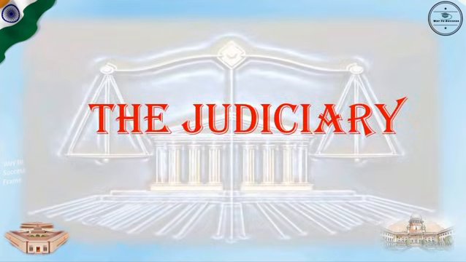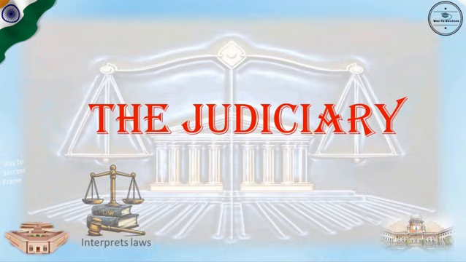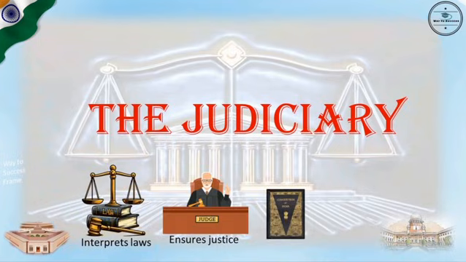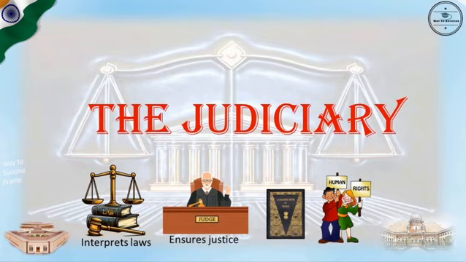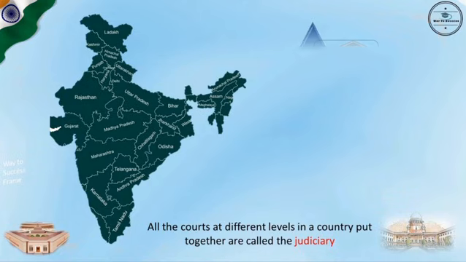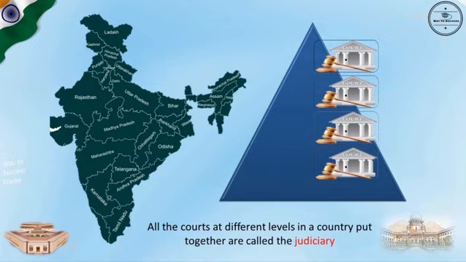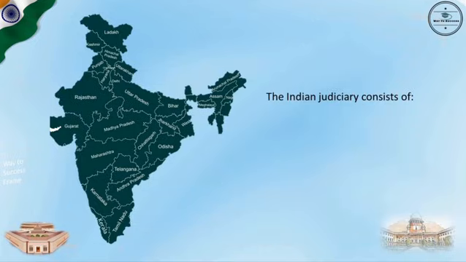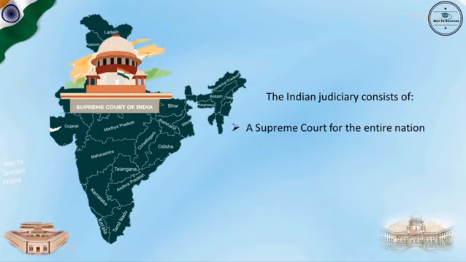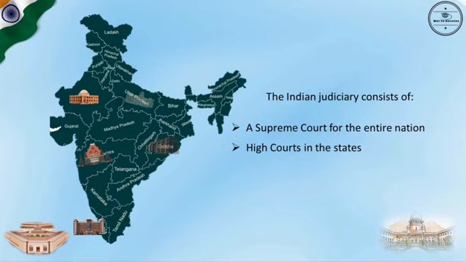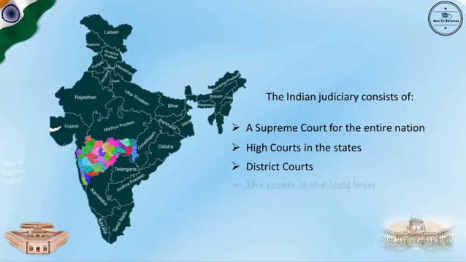The judiciary is the third political institution that interprets laws and ensures justice by protecting the Constitution and the rights of citizens. All the courts at different levels in a country put together are called the judiciary. The Indian judiciary consists of a Supreme Court for the entire nation, high courts in the states, district courts, and the courts at the local level.